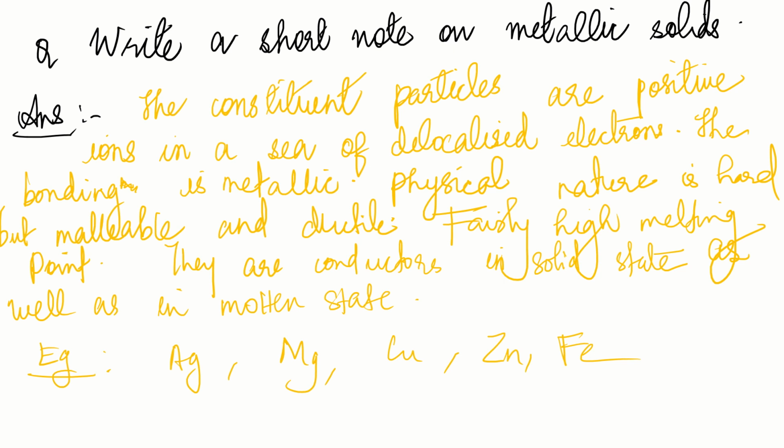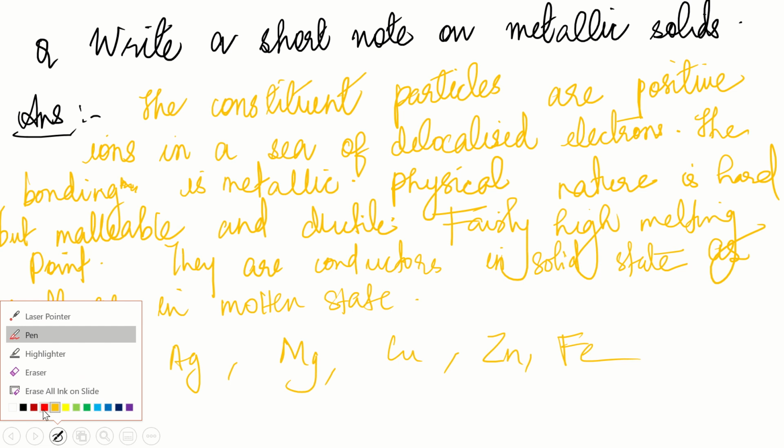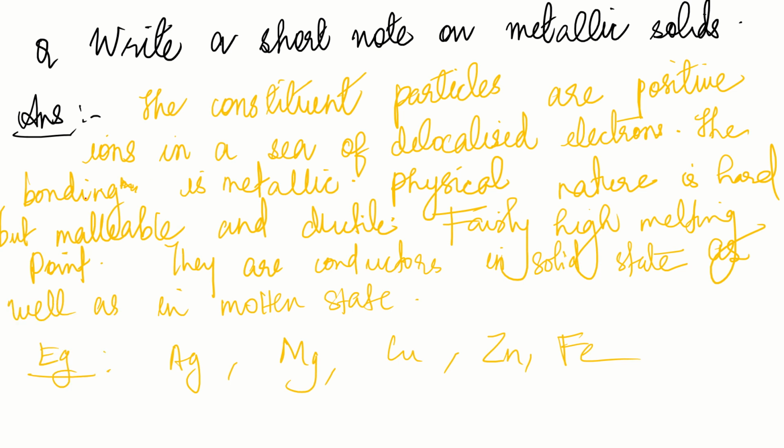Constituent particles are positive ions in a sea of delocalized electrons. The bonding is metallic. Physical nature is hard but malleable and ductile. They have fairly high melting point. They are conductors in solid state as well as in molten state. Examples are silver, magnesium, copper, zinc, gold, iron, all those. So see, just answer these questions.